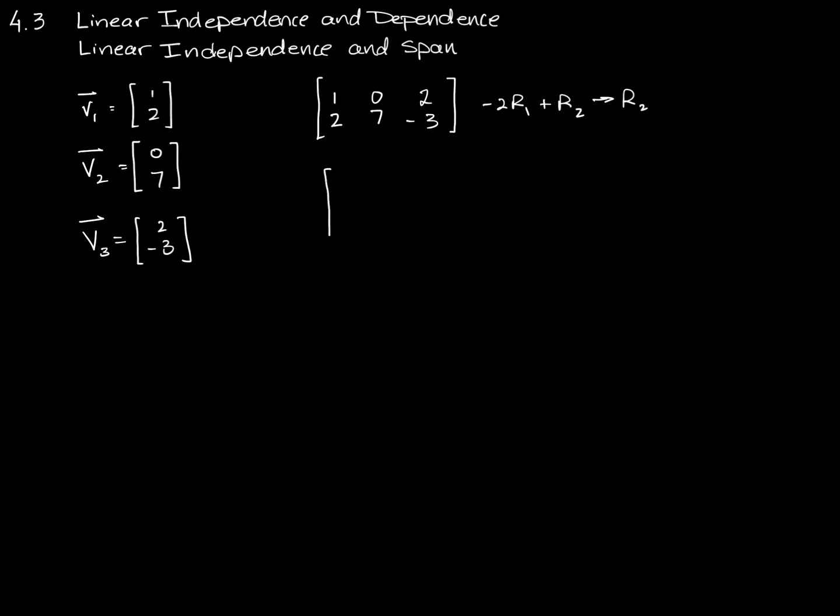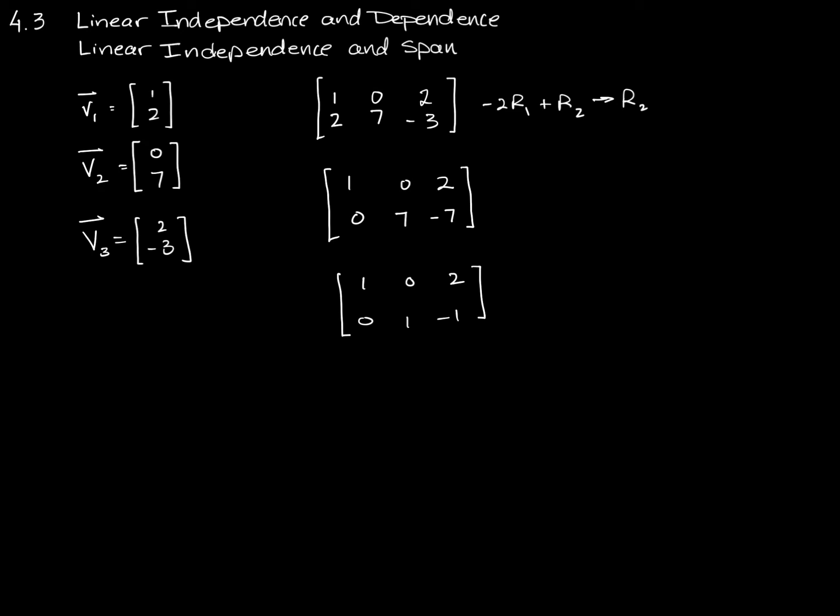That gives me negative 2 times 1 is negative 2, plus 2 is 0. Negative 2 times 0 is 0, plus 7 is 7. Negative 2 times 2 is negative 4, plus negative 3 is negative 7. And then I'll scale my second row. In the result, I can see that both my first and second columns are pivot columns. This is a 1, everything below it is a 0. This is a 1, everything below it is a 0. My third column is not.